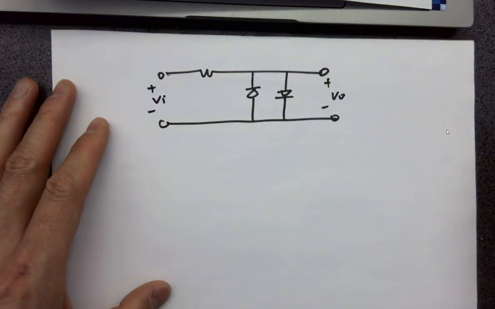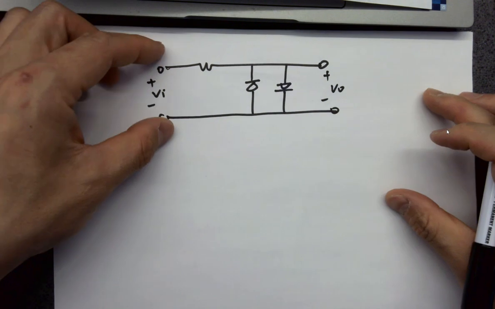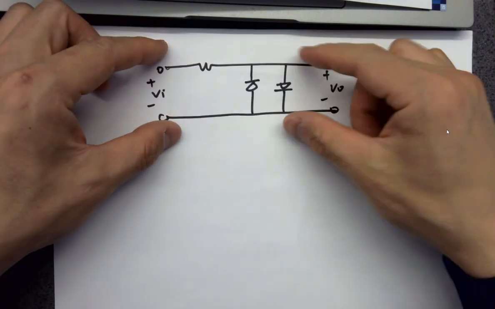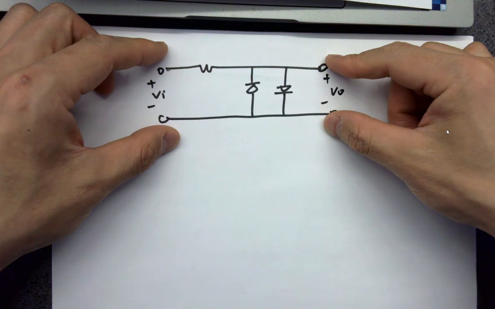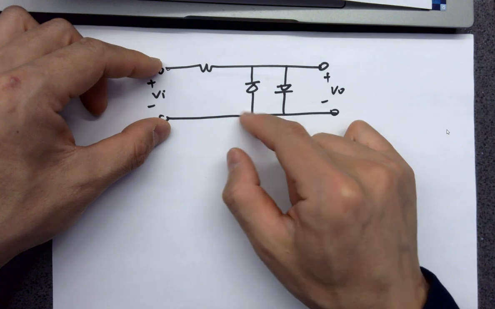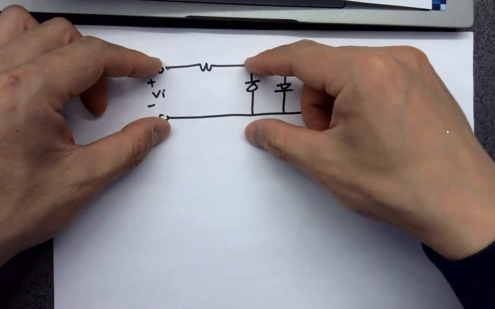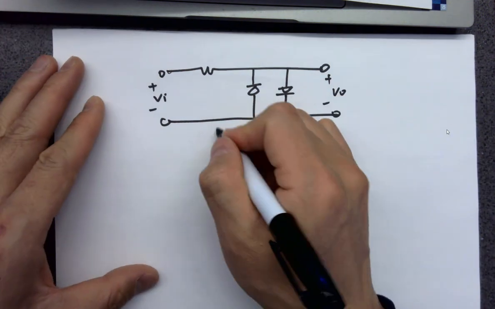How about this one? Whenever Vi is larger than 0.6, this one has current in there, so it stabilizes at 0.6 volts. And whenever this is smaller than negative 0.6 volts, and this one has current going through it, it's going to stabilize VL at negative 0.6 volts. So eventually it looks like this.